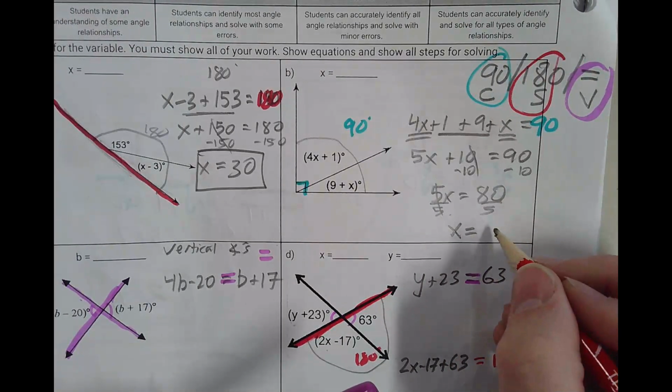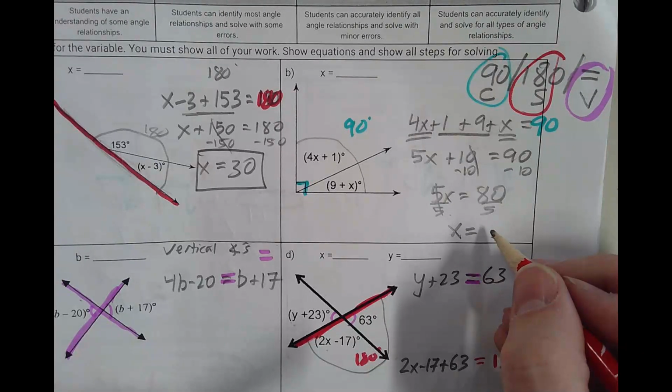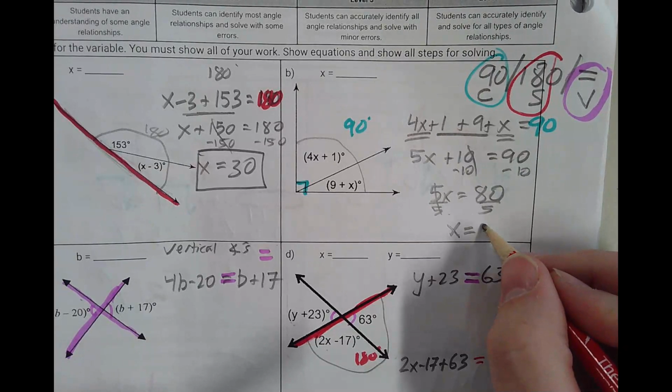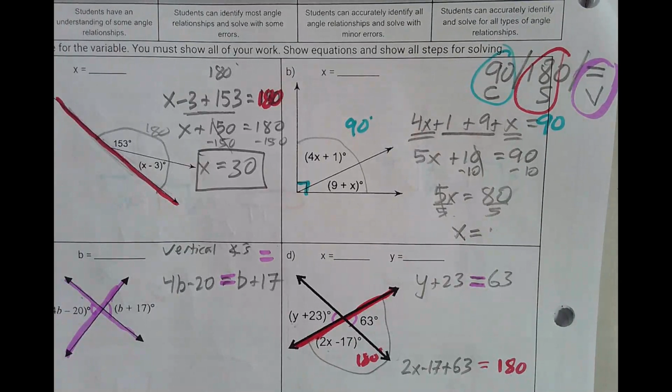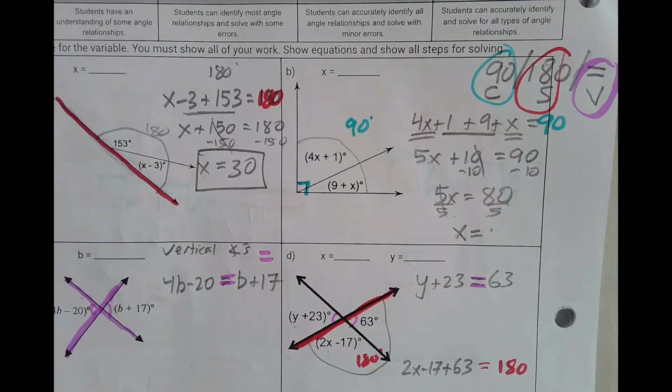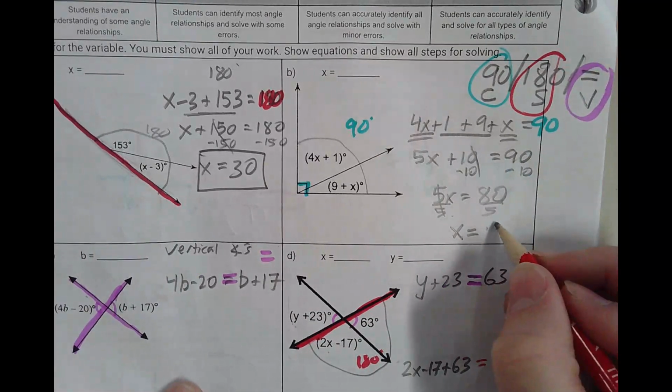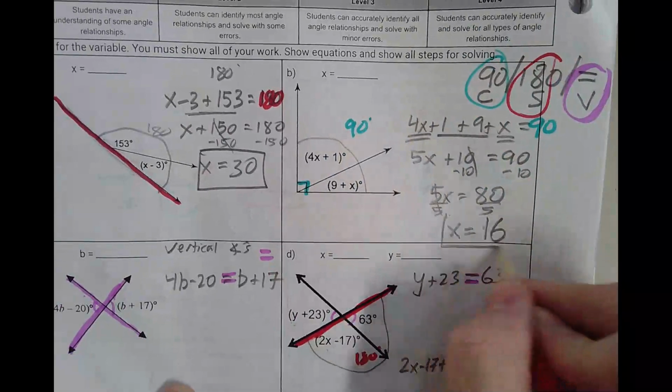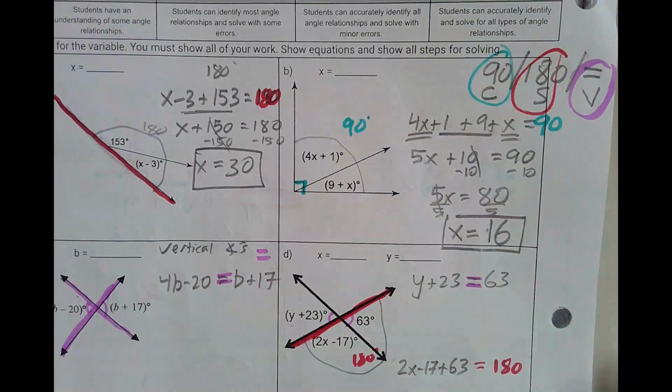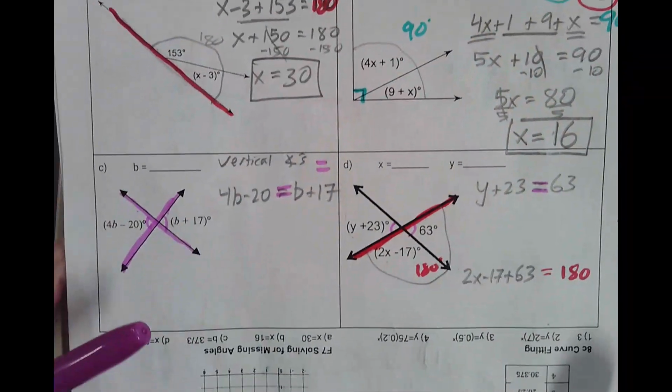Oh man, kind of struggling with this one. Is it 20? No, it's less. Let's do a little bit of calculations. I don't want to use my mental math on this one because I can make a mistake. 80 divided by 5. It's 16. Oh, that's pretty off there. So x equals 16 for letter B.